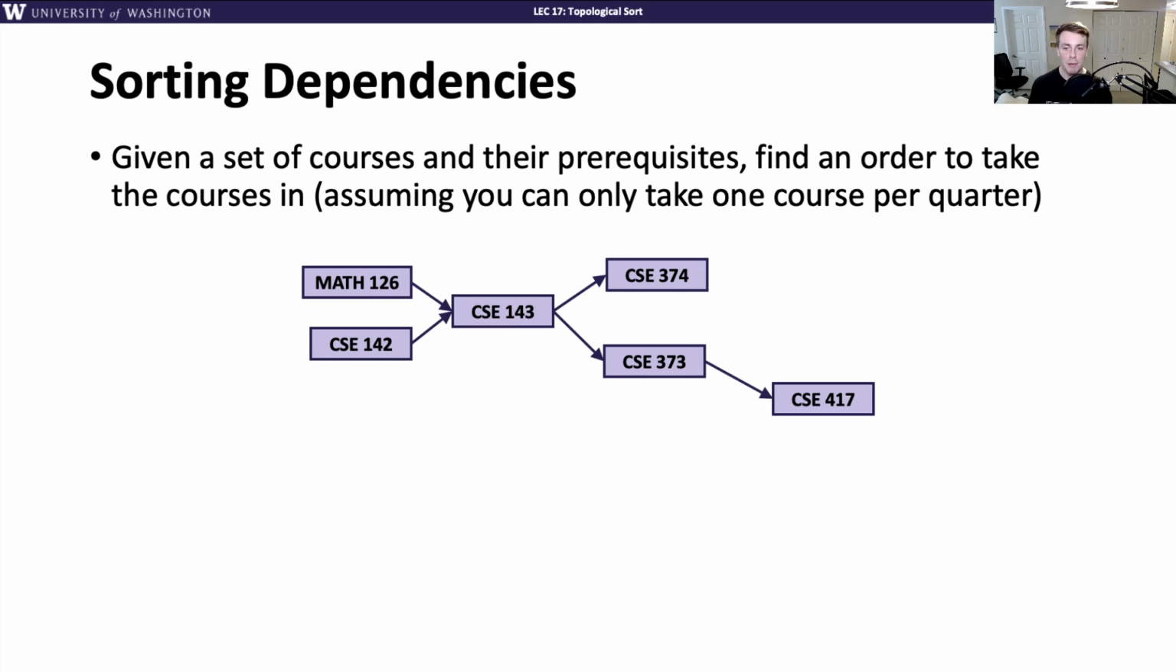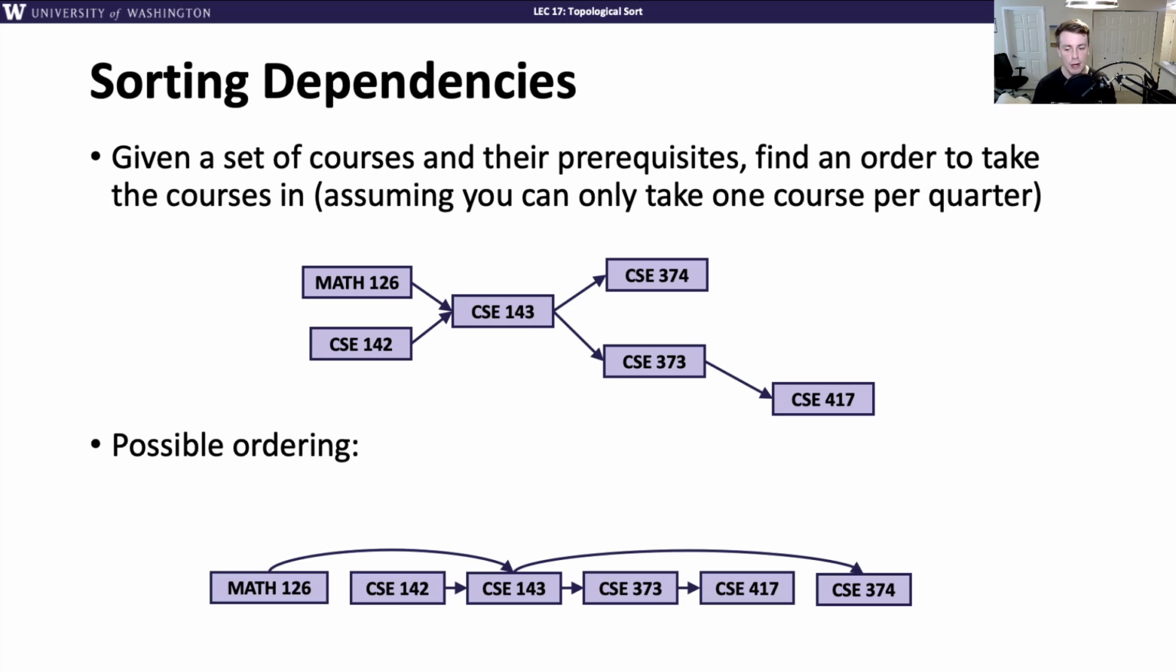Now, what we want to be able to do is, given this arbitrary graph of dependencies, come up with an ordering for you to take courses. Let's just assume that you can only take one course a quarter. What is the sequence of courses you should take? So one possible ordering would be Math 126, followed by CSE 142, followed by 143, 373, 417, and then 374.